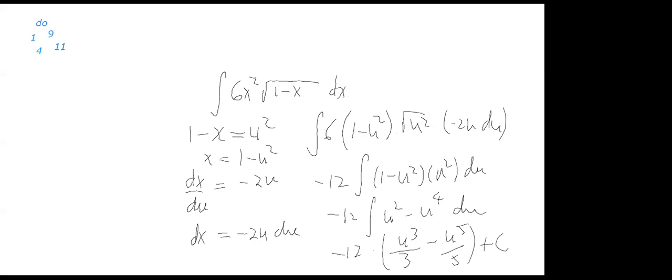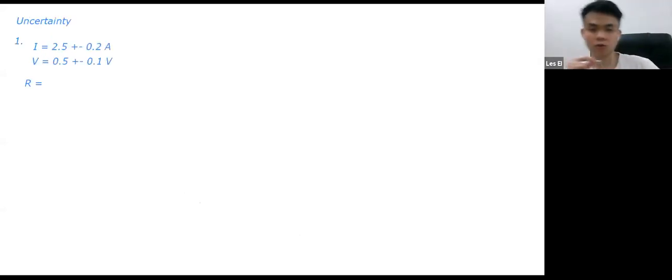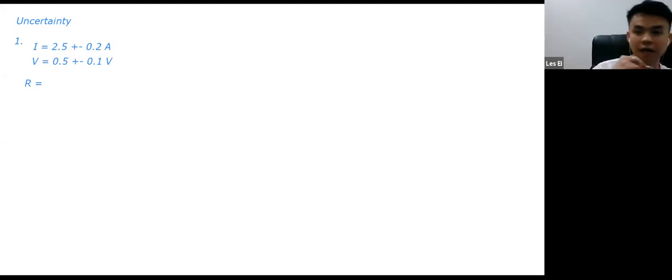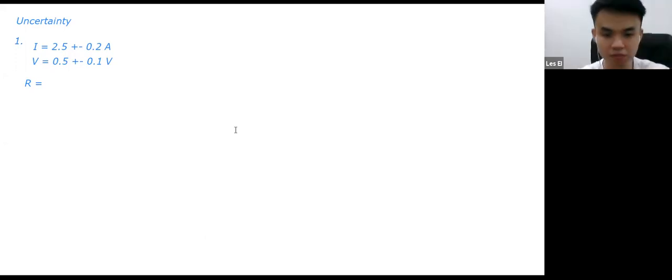This week, our meeting about uncertainty, there are two rules, right? We have addition and subtraction. We have multiplication and division. Right now, I am at multiplication and division. So first step, before you answer your question, I suggest you go with the significant figures.